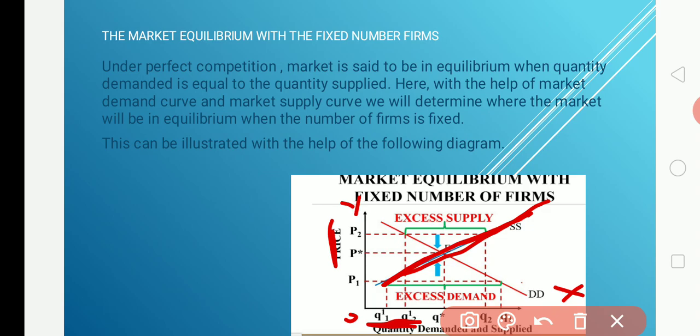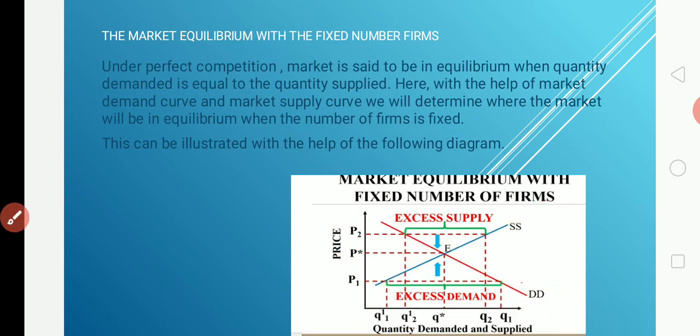As per the law of supply we know, when the price is less, supply also will be less. When the price is more, supply also will be more. And the red curve sloping downward from left to right, this is the demand curve. Okay, here the law of demand says that when the price is less, demand is more. When the price is more, demand is less.